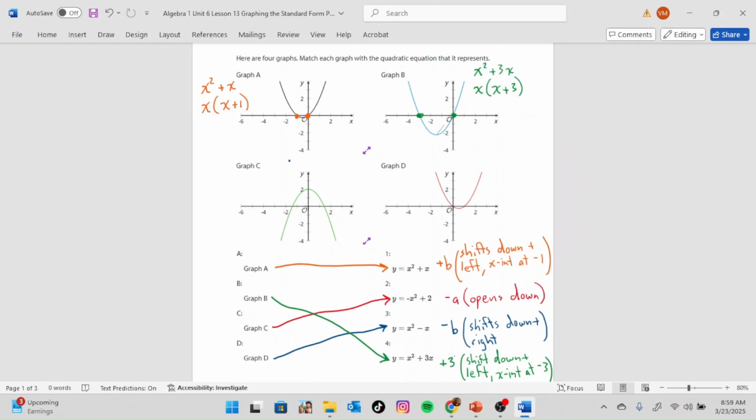And the same thing for equation 3. If I have x squared minus x, and I factor out an x and make it x times x minus 1, then again I set x equal to 0, and there's my intercept at the origin. And then I set x minus 1 equal to 0, which means x must be positive 1. That's why it causes the down and right shift.